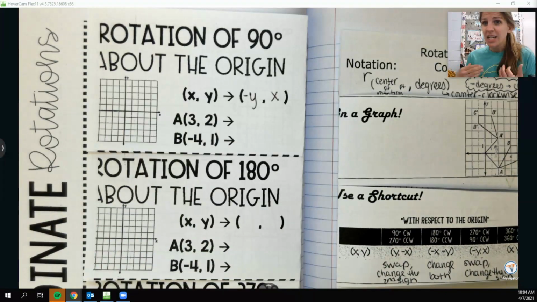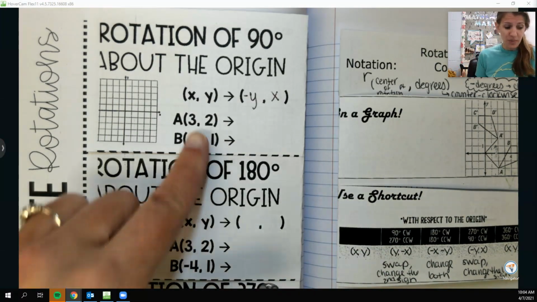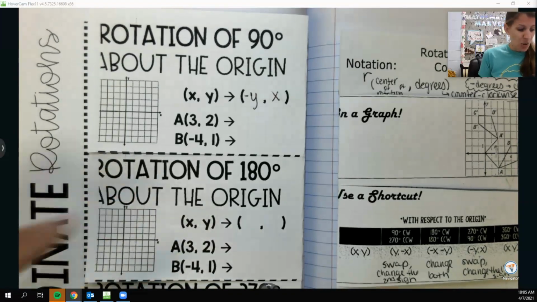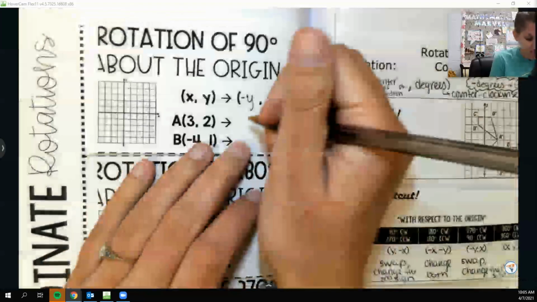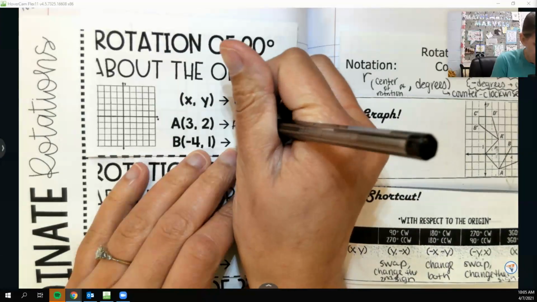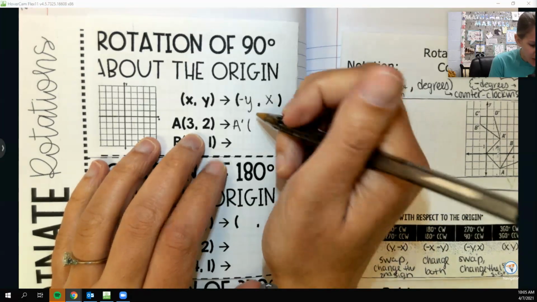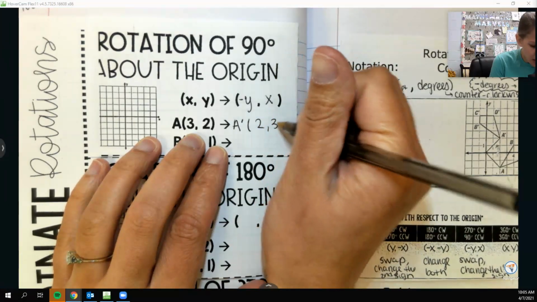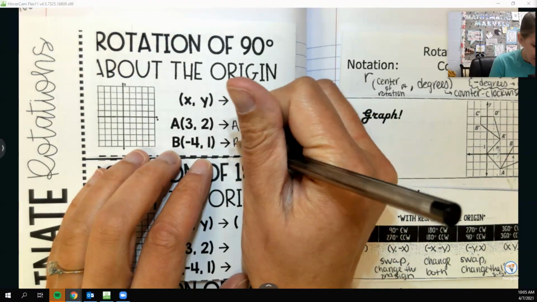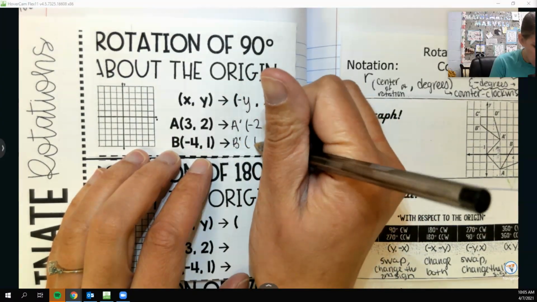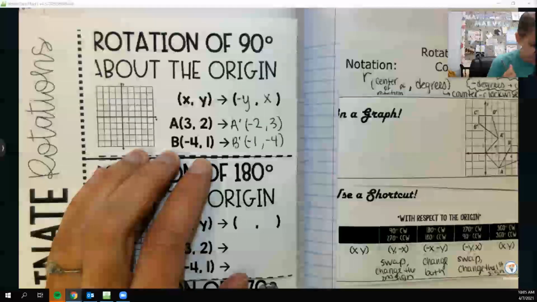Now the thing is, we don't have to use a whole shape to do it. We might just use ordered pairs, or if I connect these two, I'm moving a little line. That can also happen. So for A, I swap and change the sign of the first one. Same thing for B prime, I would swap and then change the sign of the first one.